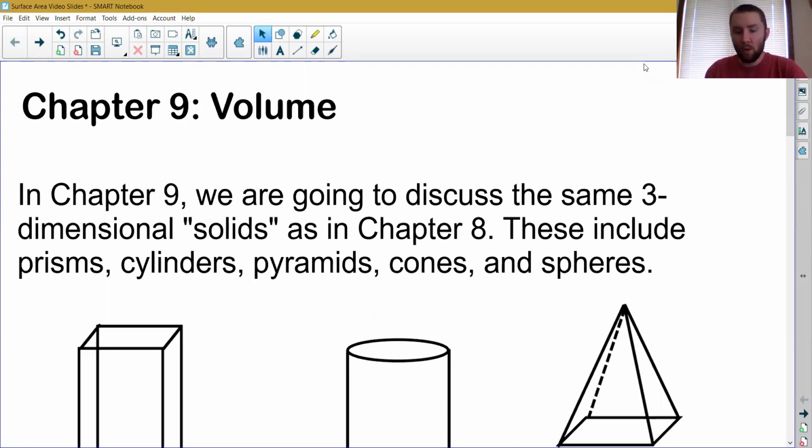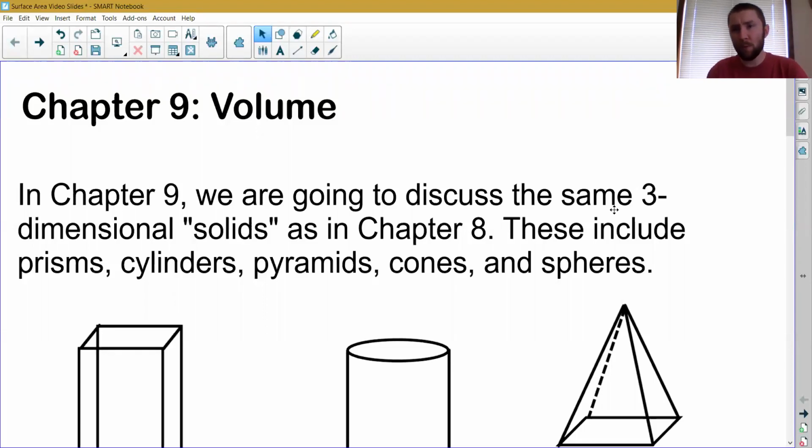In Chapter 9, we're going to be discussing volume. We're going to continue talking about the same three-dimensional solids that we were talking about in Chapter 8. Okay, the same five from the last video: rectangular prisms, cylinders, rectangular pyramids, cones, and spheres. But in this video, we're going to find the volume of them and talk about the formula for finding volume instead of the formulas for finding the surface area.